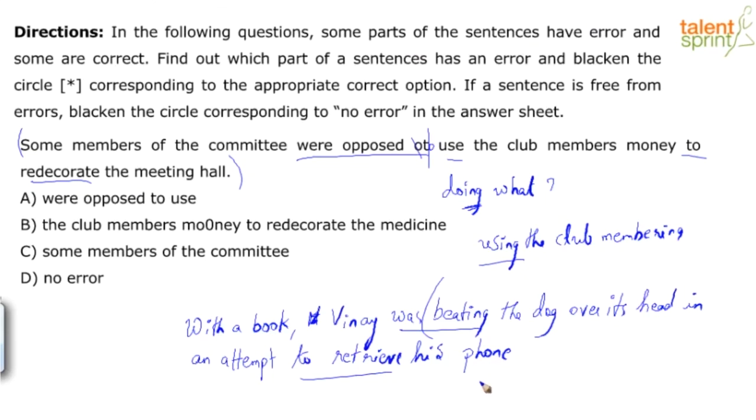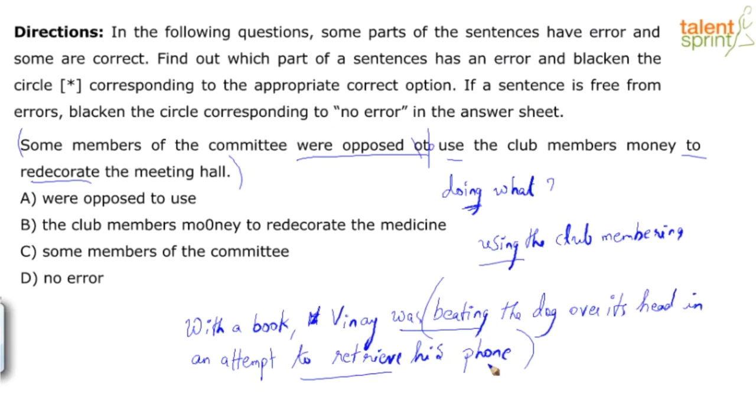Vinay ran with a book behind. So here, sometimes we need to kind of break down sentences and try and understand what's the right verb form that I need in the context. So with the book, Vinay was doing what? He was beating the dog over its head in an attempt to retrieve his phone.